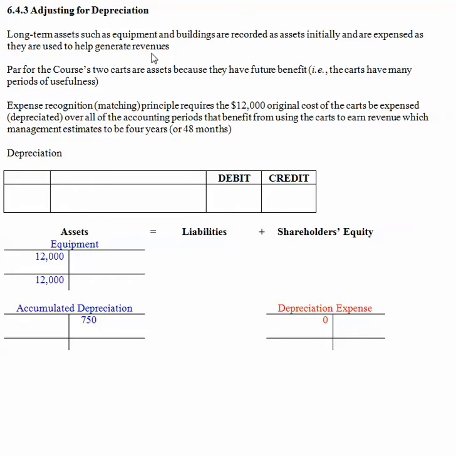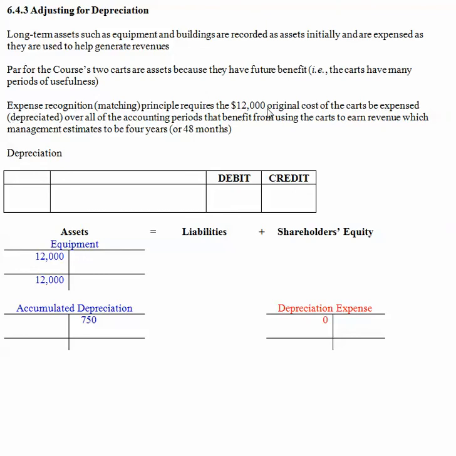So you will have revenues, and then what you do each accounting period is match the expense of using these long-term assets as they help you to generate these revenues. So we have Par for the Course has two carts. They paid a total of $12,000. So $12,000 was originally recorded as an asset. What we have to now do is expense part of this.